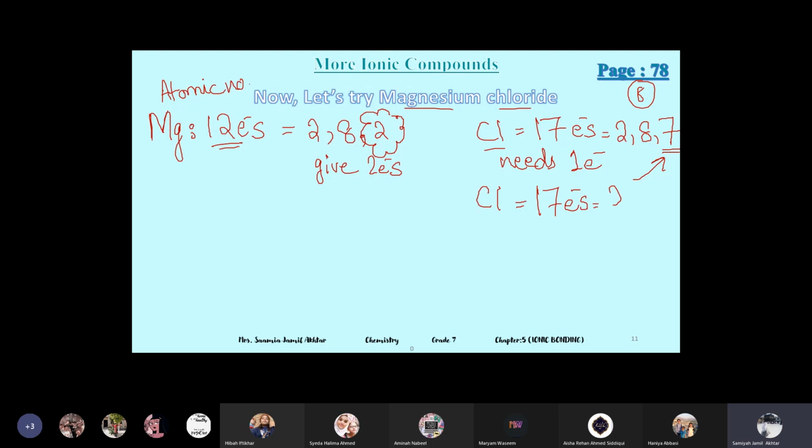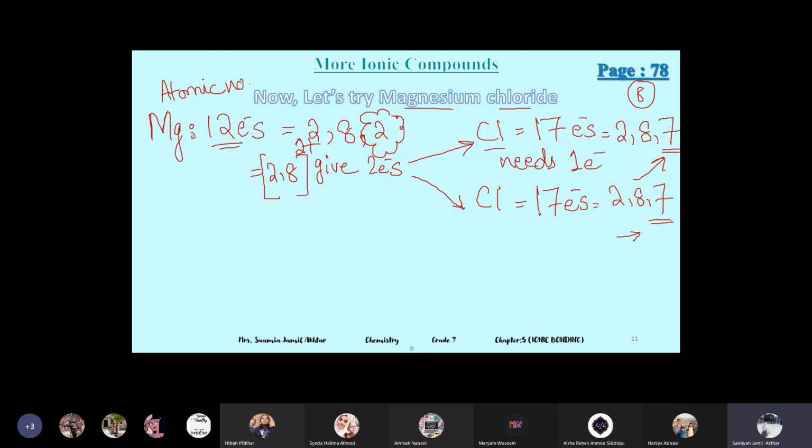The second chlorine has the same number of electrons, 17 electrons, 2, 8, 7. It also needs 1 electron. So magnesium will give 1 electron to one chlorine and another electron to another chlorine. In this way, magnesium will become 2, 8, which is complete. Plus sign, plus 2 will come on it, because magnesium is giving 2 electrons.